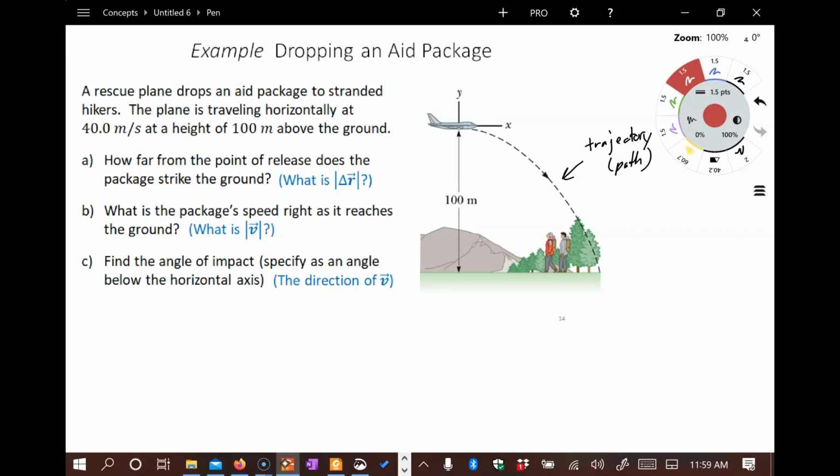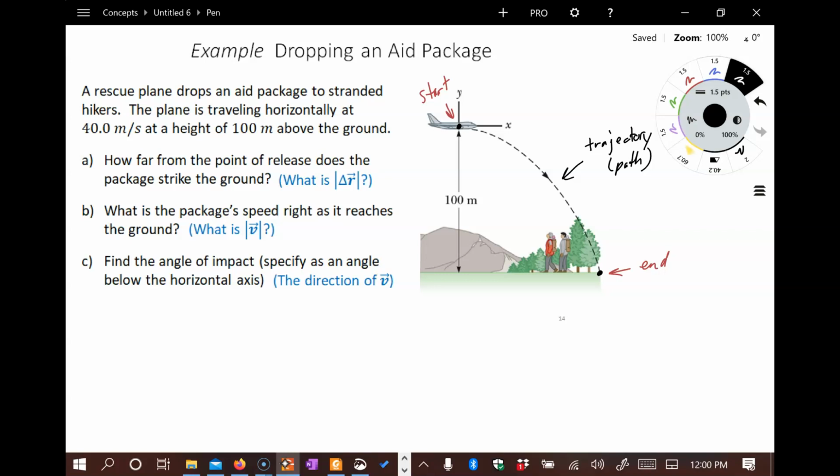Whenever we're doing constant acceleration problems, we are always very much interested in the starting point and the ending point. So we're going to go label those two, and we start here, and we end here. All right, now in part A, we're asked, how far from the point of release does the package strike the ground? We might not know what that means initially, so I've written there next to it what it really is asking you for. What is the magnitude of the displacement?